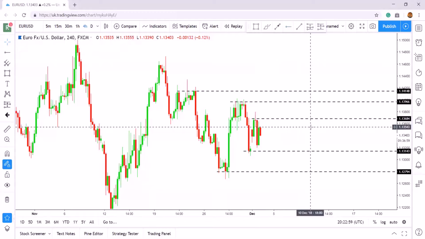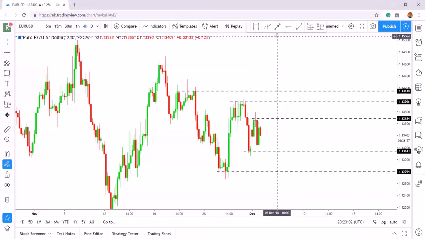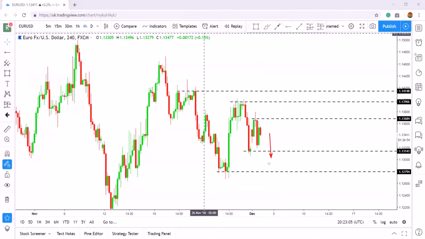So this is actually a level. So we can now start to suspect price is going to make what? The lower high. Okay, right.